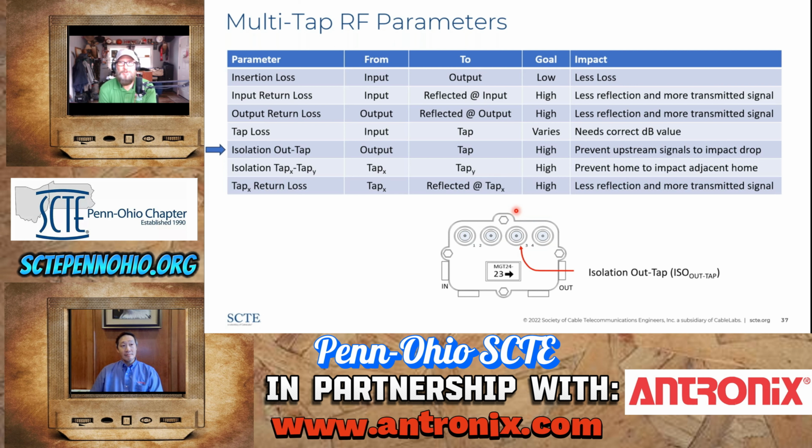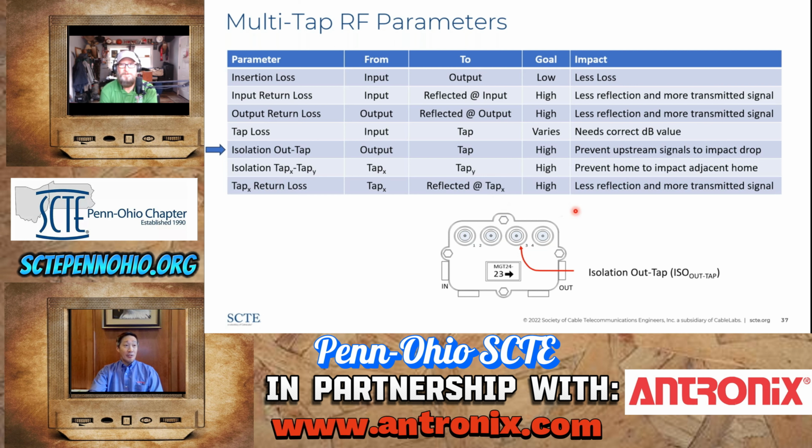If you've ever tried to use a tap port to measure return noise on the system, you'll find that it's not very successful. That's the reason these devices are designed and built to have good isolation between the return output test point and the RF tap port. So that's very important. I know technicians have tried to measure return noise out of tap ports. It's not successful, on purpose.